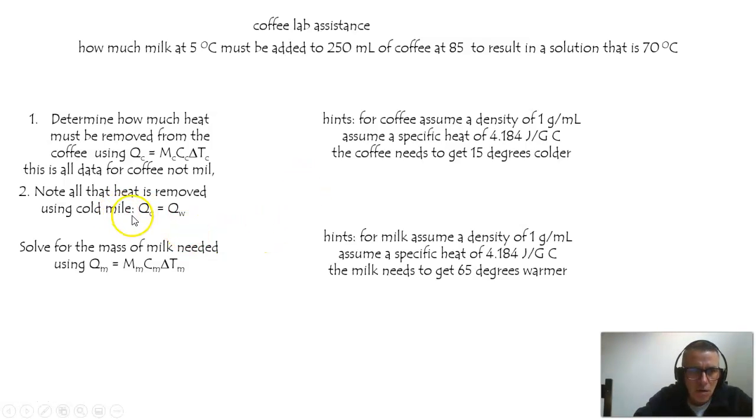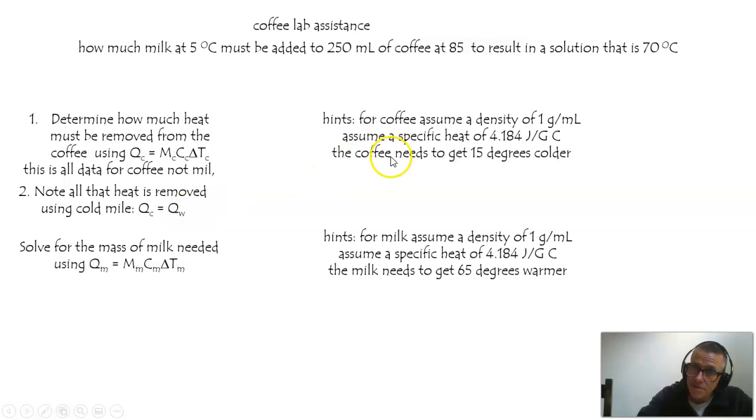By adding cold milk. How much energy has to be absorbed by the cold milk? The milk's going to get warmer. It has to absorb exactly that amount of heat. So this is the really important pass-through that makes it solvable. The amount of heat that is lost by the coffee is gained by the cold milk. I wrote W, I should have written M for milk. Yeah, here it is, M for milk.